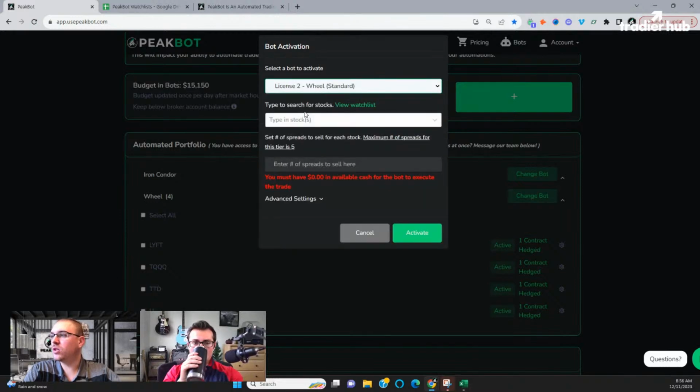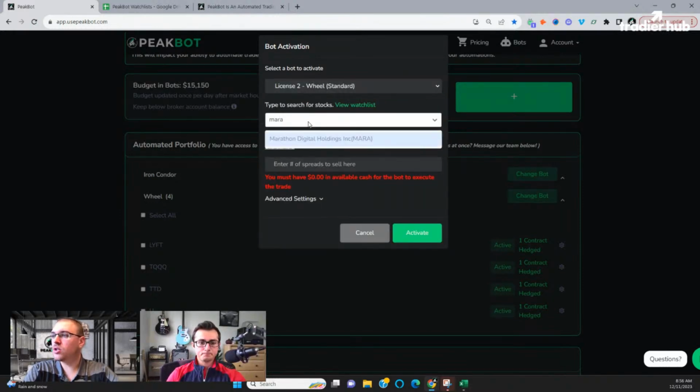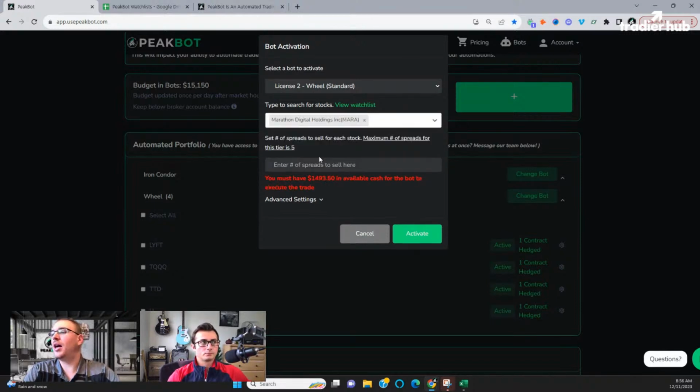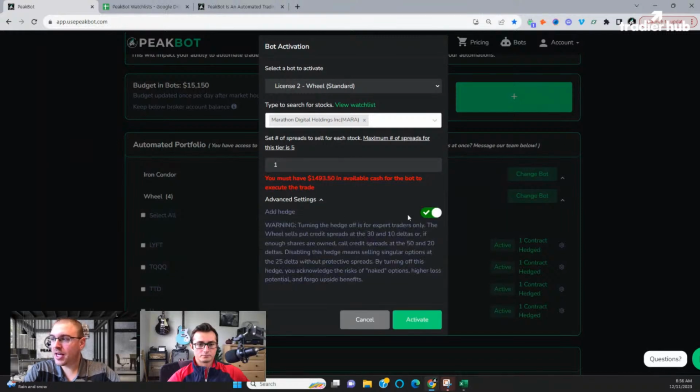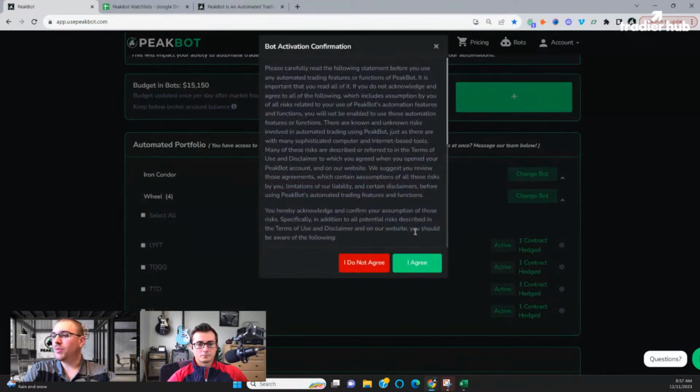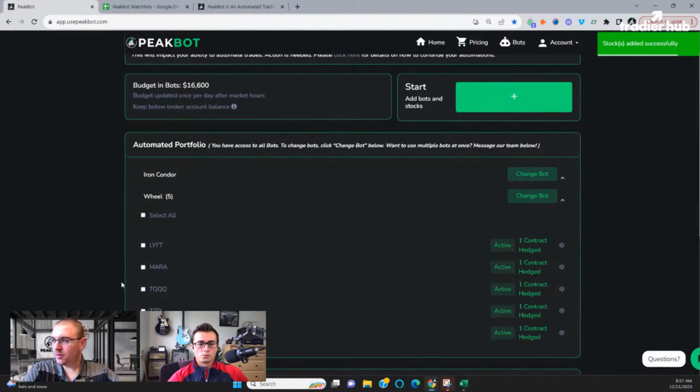Select my bot. I'm going to go with the wheel. Select my stocks. So I'm going to search Marathon here. You can type out the whole name of the business, but if you do that with Marathon, be careful. Or you can just type out the ticker. And finally, step 3, enter your budget. How many spreads, or if I was running this unhedged, how many contracts would I want to sell here? So I'm going to put 1. And advanced settings, again, this is just if you wanted to turn off the hedge. Not financial advice, but I won't be doing it. And I'm ready to go. So I'm going to hit activate. I'm going to confirm, and now Marathon is added into my automated portfolio, active for 1 contract, and it's hedged.